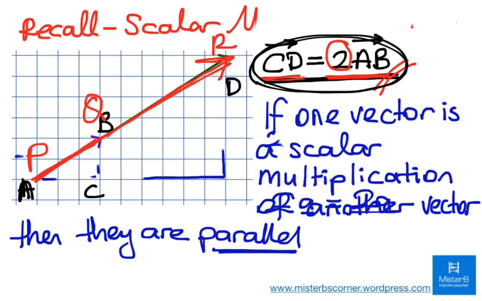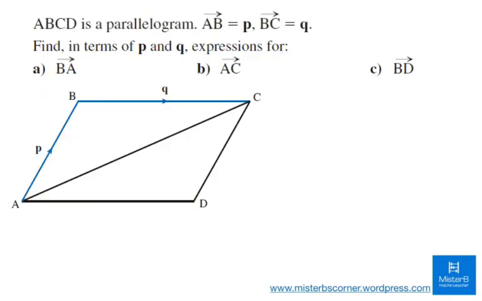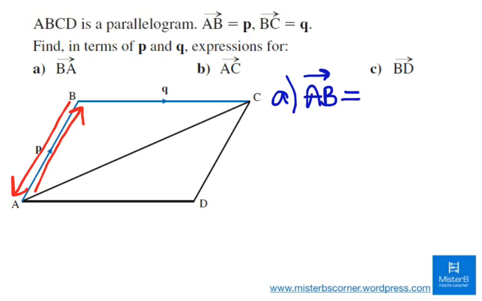Now let's see some examples. ABCD is a parallelogram. Now AB and BC are given as P and Q. In terms of P and Q, we're going to find the expressions for BA, AC, and BD. Now, BA is here from B to A. It's the opposite of AB in terms of direction. So in part A, if AB is P, this implies that BA is going to be minus P.